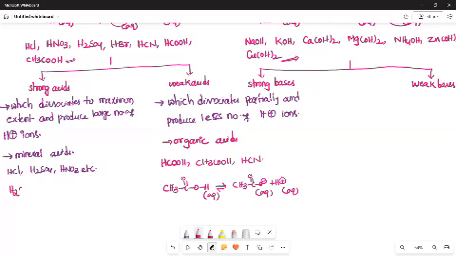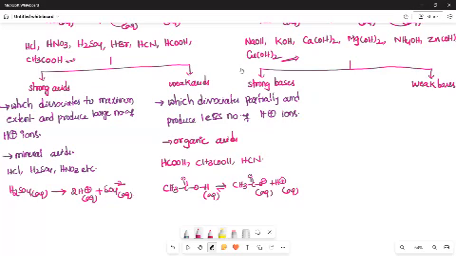Whereas in the case of H2SO4, it will not exist in equilibrium. It dissociates into 2H plus aqueous and SO4 minus 2 aqueous.